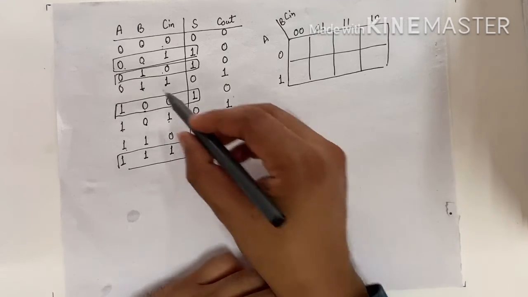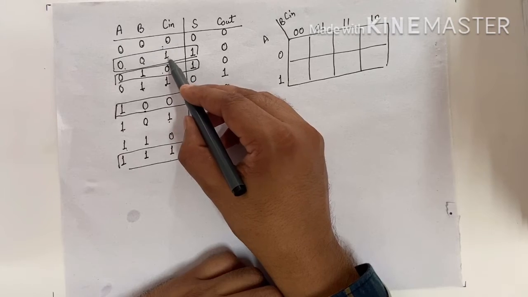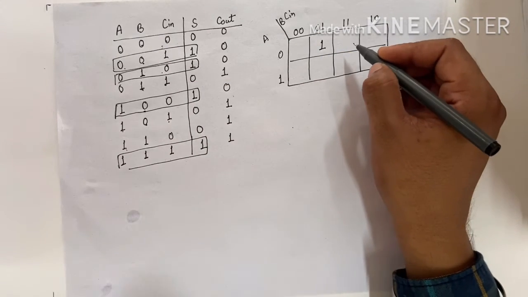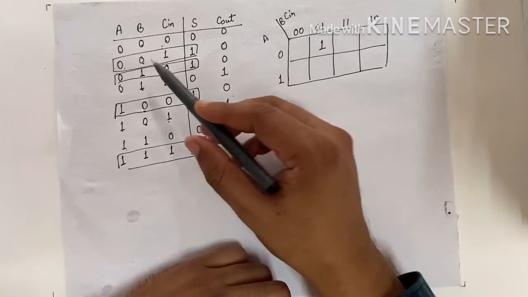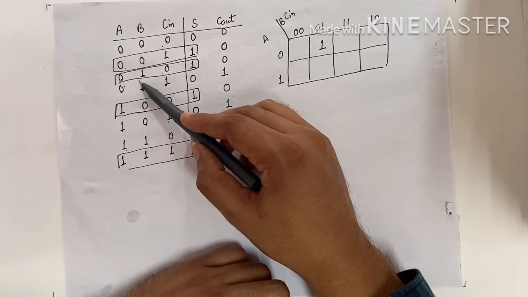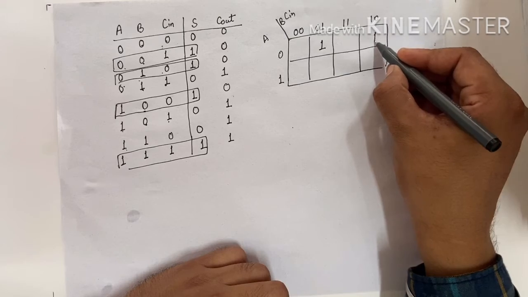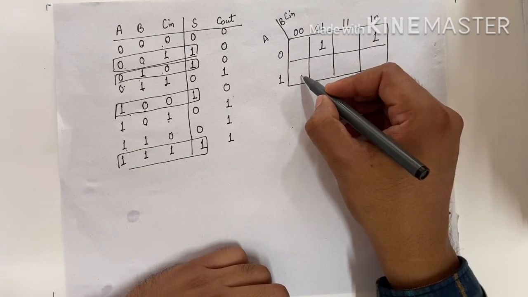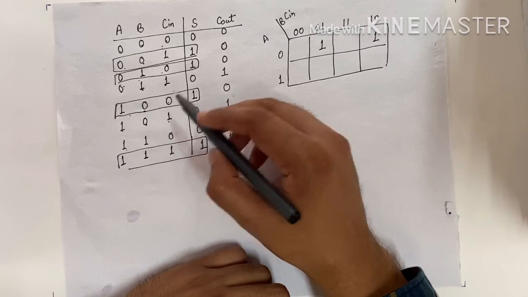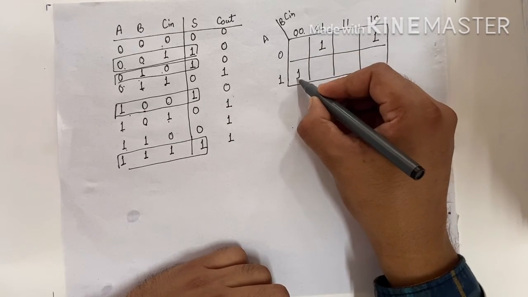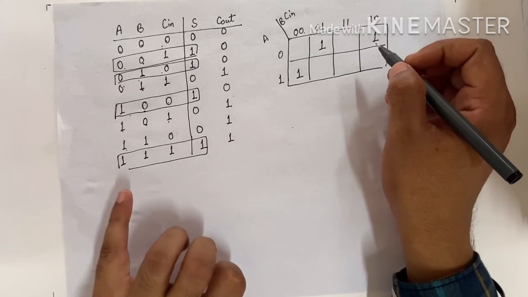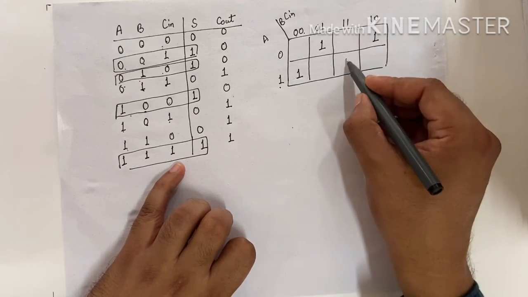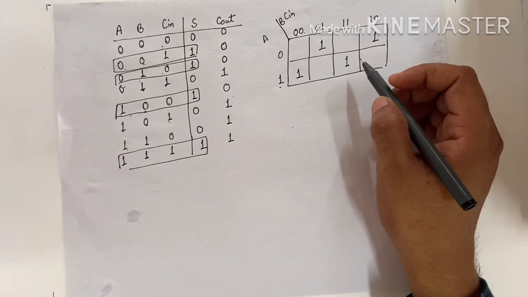If A is 0 and B and C are 0 1, so A is 0 and 0 1 is this, we have to put 1 here. Now A is 0 and B and C are 1 0, so A is 0 and 1 0, we can put 1 here. Now A is 1 and B and C are 0, so B and C are 0 in this cell, we have to put 1 here. Now A is 1, B is 1 and C is 1, so A is 1 here and this is 1.